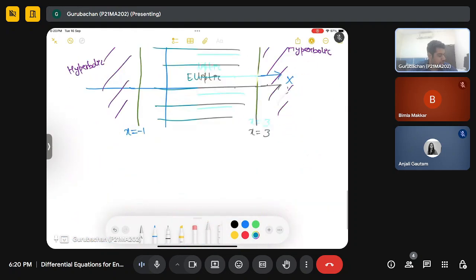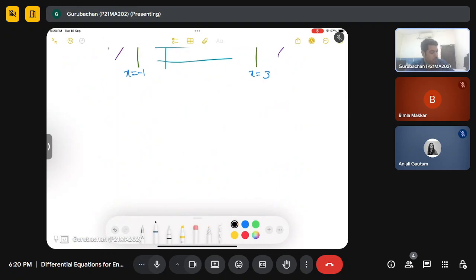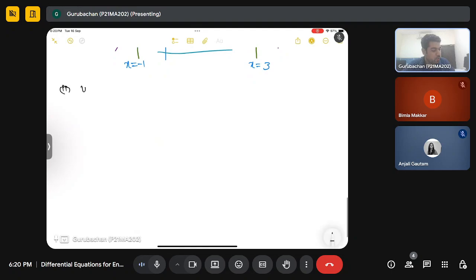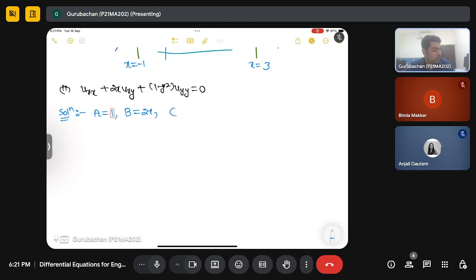So in the second part of this question, let me give you another variable coefficient second order linear PDE. So this is uxx plus 2x uxy plus (1 minus y square) uyy equal to 0. So you can easily observe here the value of a is 1, b is 2x, c is 1 minus y square.